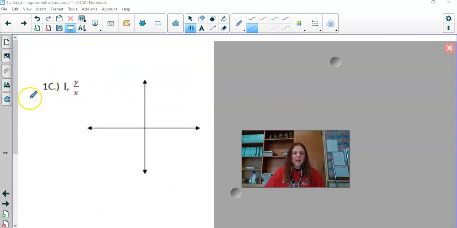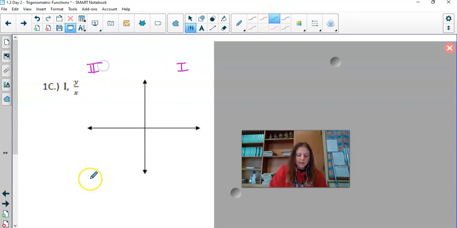Go ahead and copy down 1C and draw the graph. This time you're putting a point in quadrant 1. If you want to keep labeling them, you certainly can. If you understand what the quadrants are, then you don't have to necessarily label them each time. So this is quadrant 1, and what I'm going to do is put a point anywhere in it.